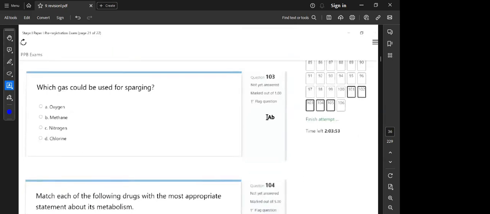Which gas could be used for sparging? Oxygen, methane, nitrogen, fluorine. What was sparging again? I've heard that word before. It's a technique in which a gas is bubbled through a liquid in order to remove other dissolved gases or dissolved volatile liquids from that liquid.